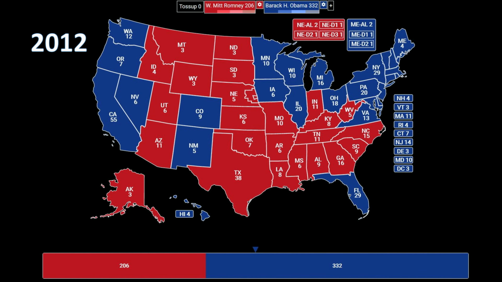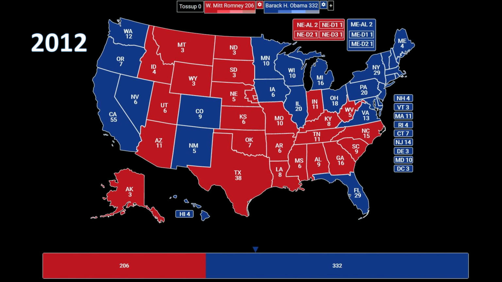Okay, so let's move on to the 2012 presidential election, which of course had Barack Obama running for re-election against Mitt Romney. This election was very similar to the 2008 election, with a few exceptions. So Obama managed to almost recreate his 2008 map, with the exception of Indiana and North Carolina, which were reclaimed by the Republican Party, as well as that one Electoral College vote from Nebraska.